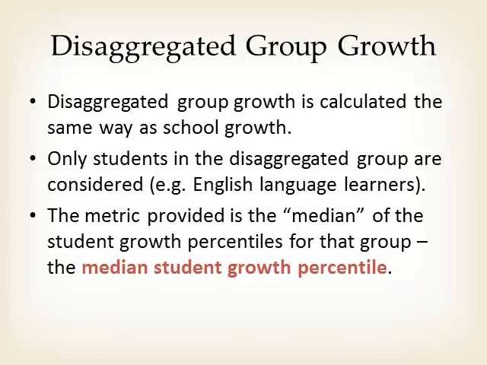Disaggregated group growth is calculated the same way as school growth, except that only students in the disaggregated group are considered, such as English language learners. The metric that is provided is the median of the student growth percentiles for the group. So, for example, we would see the median student growth percentile for English language learners or students on an IEP in a school. Just like individual student growth percentiles, median growth percentiles are only provided for a content area, such as the median growth percentile for math.